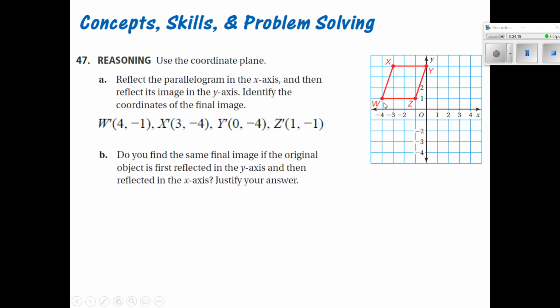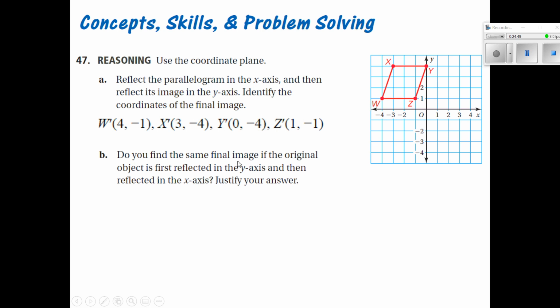W, which reflected across the x, which would be here, -4 and -1, would be reflected over here to 4 and -1. And then X, which is here on this part, for the original, would be -3 and 4. Down here would be -3 and -4, which means over here it would be 3 and -4. Yes, 3 and -4.